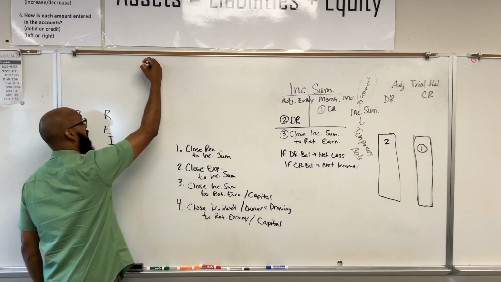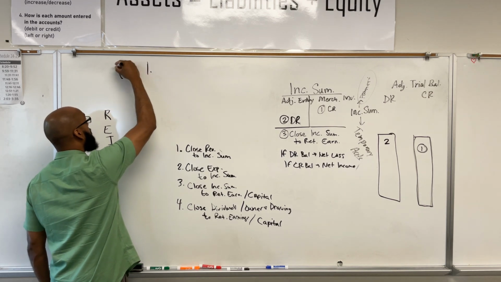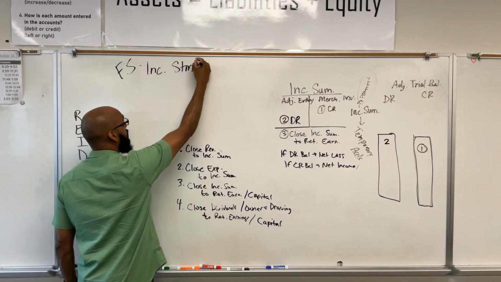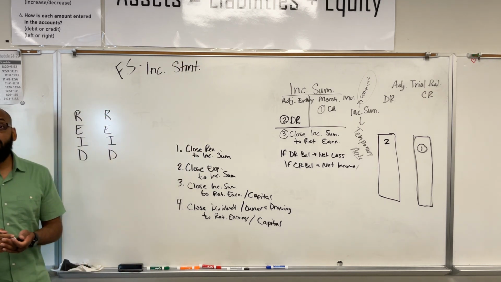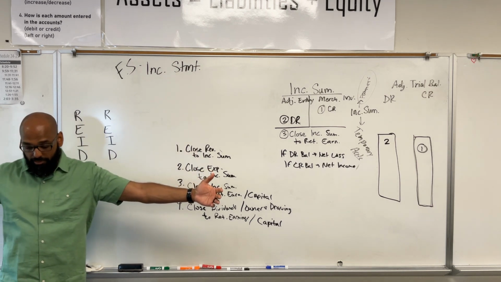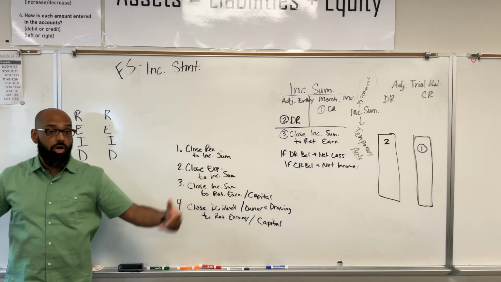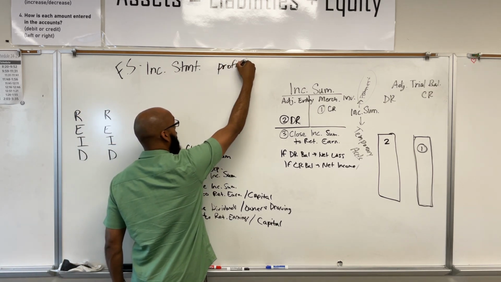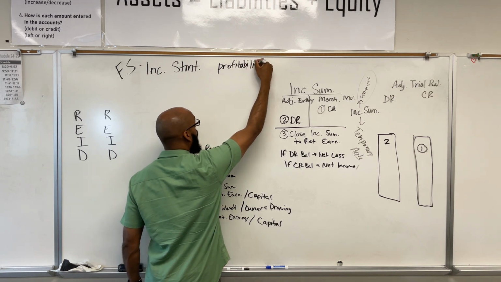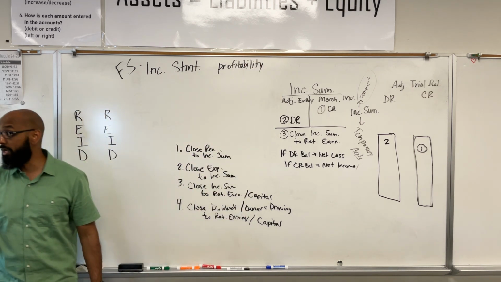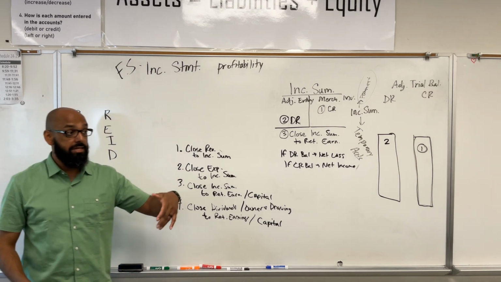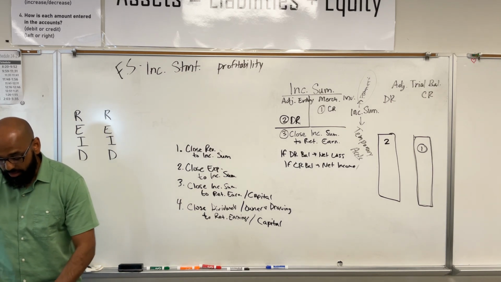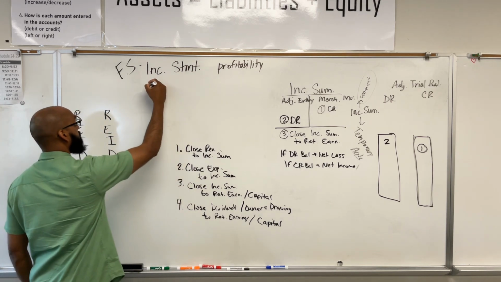But the first financial statement that we usually prepare is our income statement. And remember, the income statement covers a period of time. Our income statement is going to show a company's profitability over a period of time. That's why it says "for the period ended" before the date at the top of the income statement.